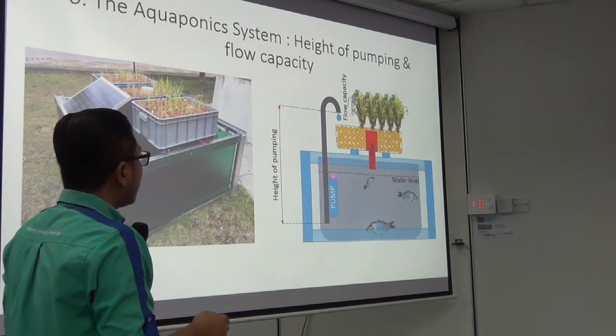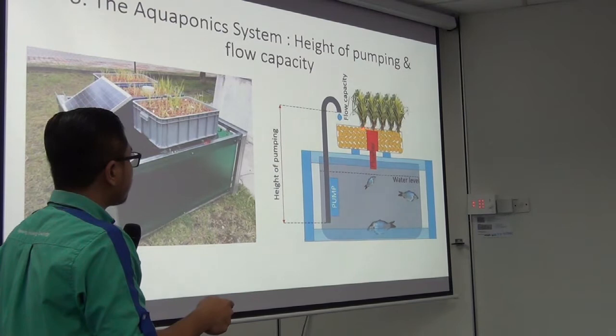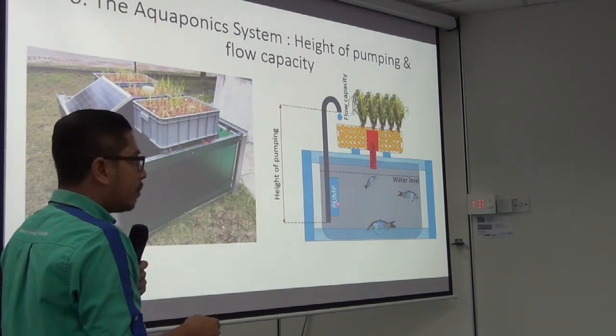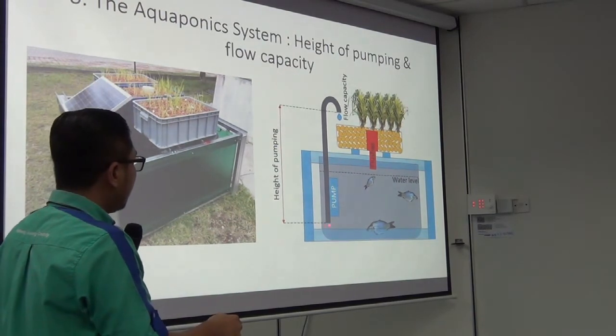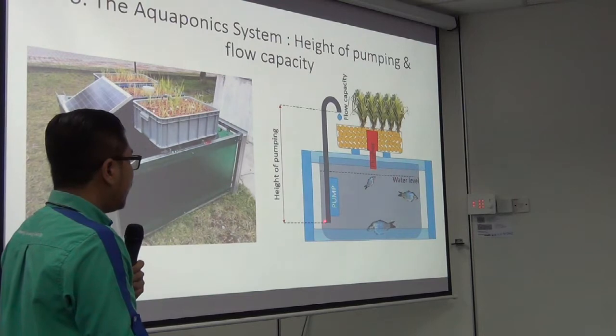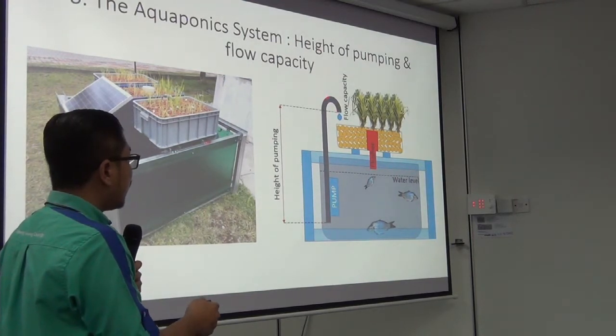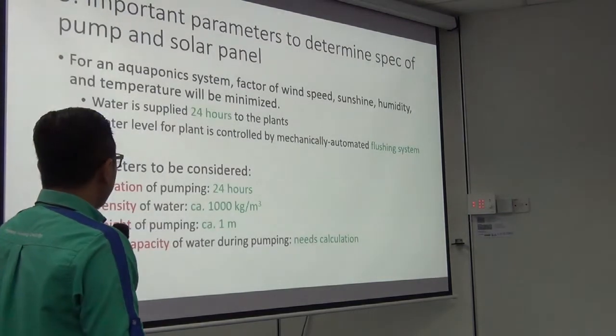So we need to pump the water to go inside the hydroponic system. And that pump needs to be powered by our solar panel. And this is the height of pumping from the inlet to the outlet. Remember the height of pumping, inlet to outlet. No need to calculate up to here, up to here.